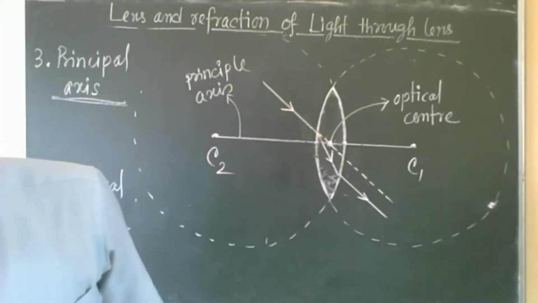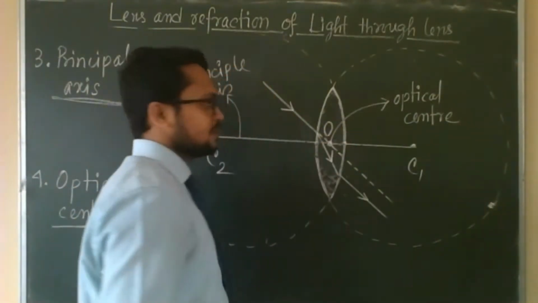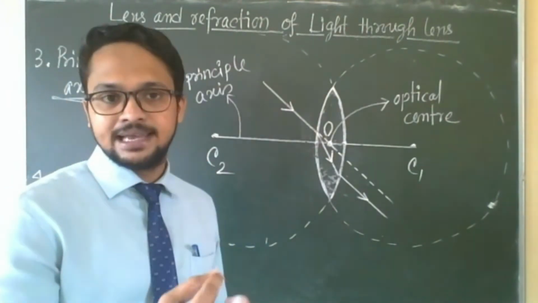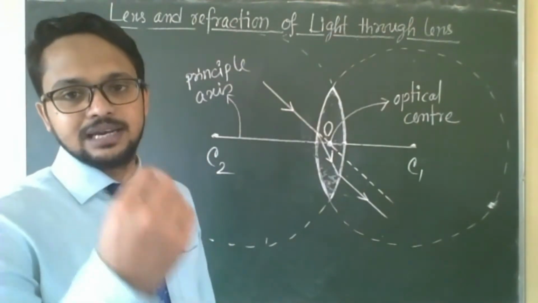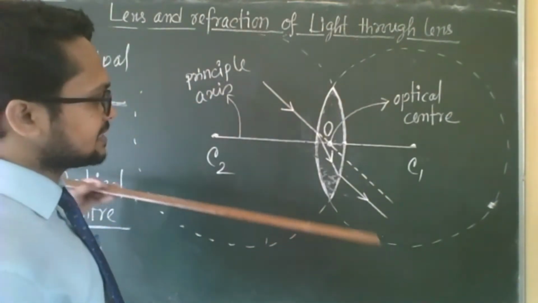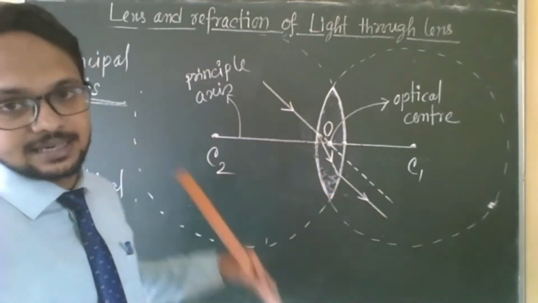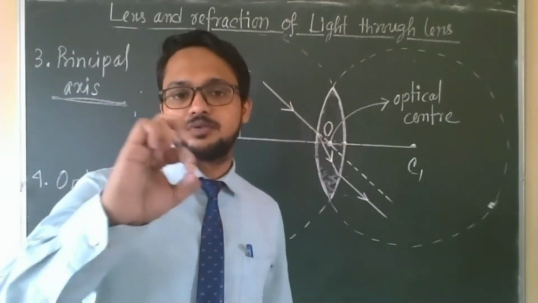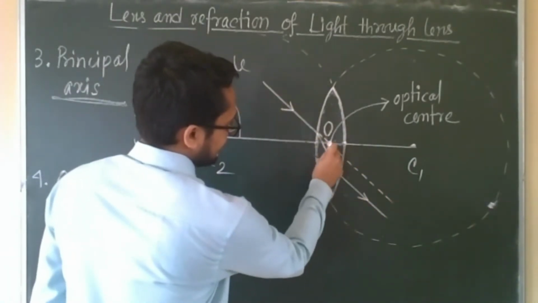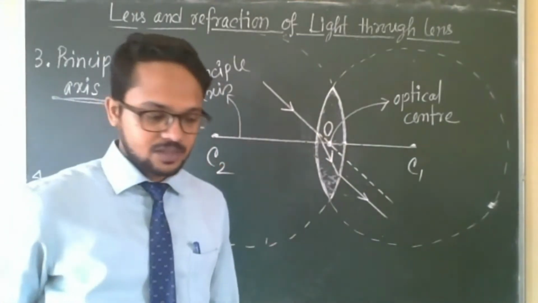In your book it is denoted by O. So optical center is a point on the principal axis of the lens through which, when light is incident, the emergent ray will be parallel to the incident ray. This particular point on the principal axis is called the optical center.